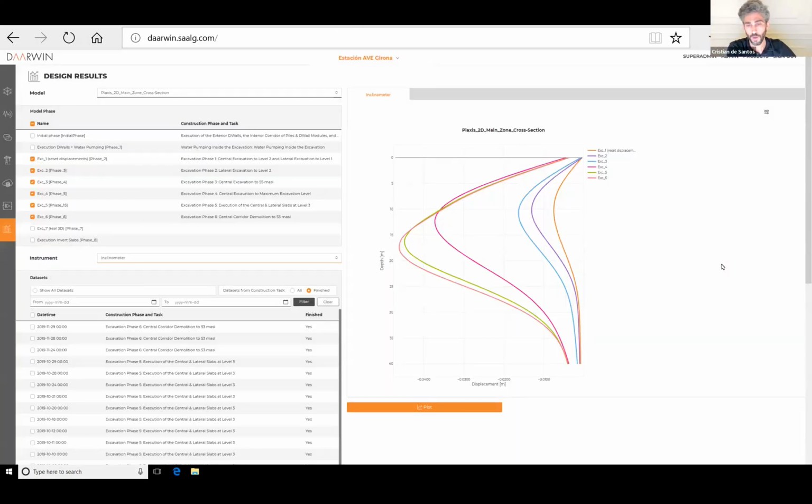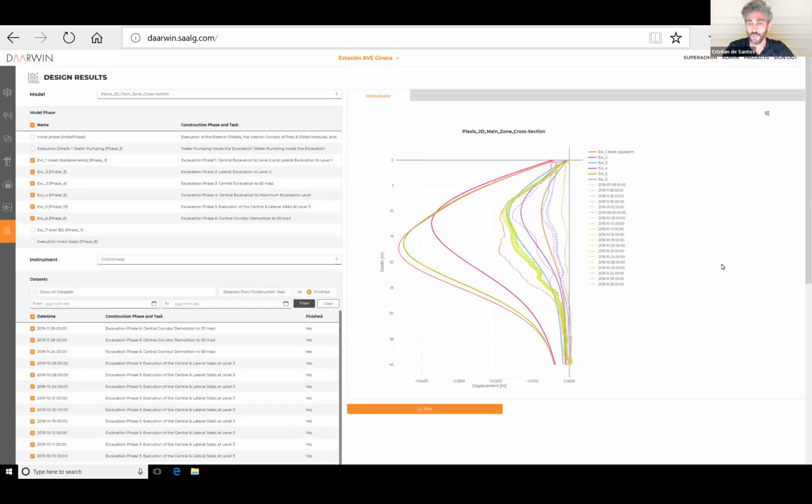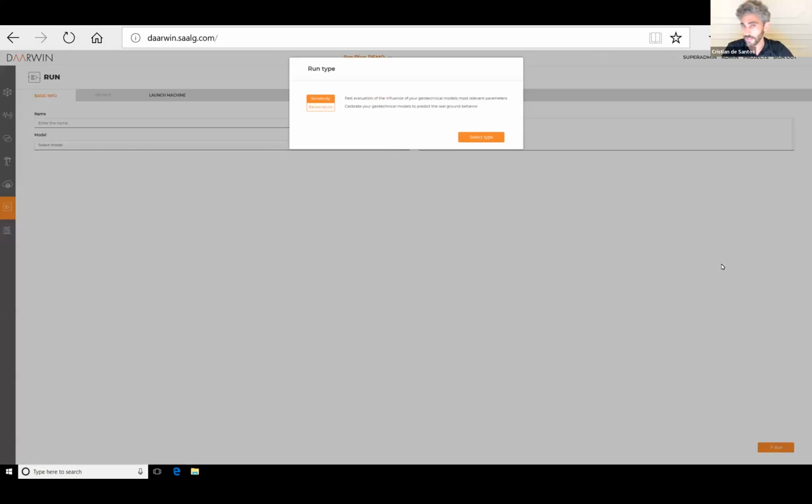Then, once we have the model, we define the instruments, we correlate the instruments with the models, and we define the construction sequence. Even before having data, we can see the expected value of each sensor that has been linked to our original design. As you can see here, we are seeing the horizontal displacements expected from one particular inclinometer. And once we have data, you can keep comparing the data with the prediction. Once you see there is a discrepancy, then you decide to calibrate the model. But as I said before, usually the most difficult question to answer is what the parameters are. So you do a sensitivity analysis.